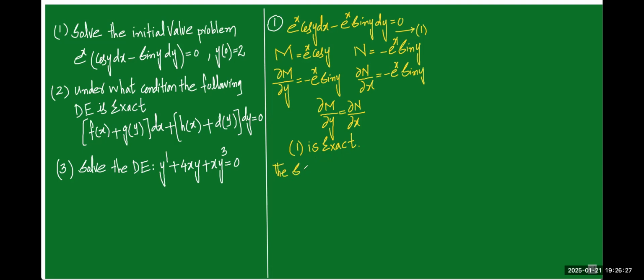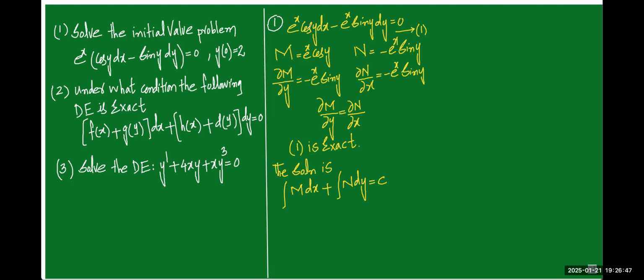We simply write the integral of M dx plus the integral of the terms of N not containing x, dy, is equal to a constant. But there will be restrictions when you are simplifying this one. It means that when you simplify, we have to treat y as a constant.